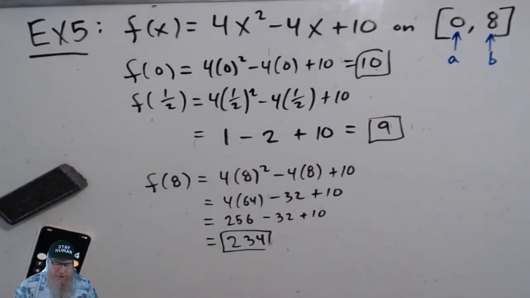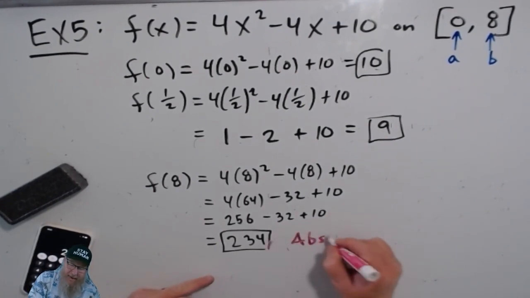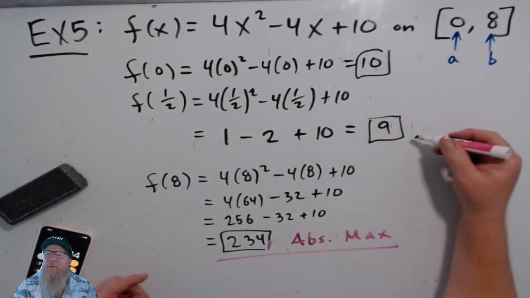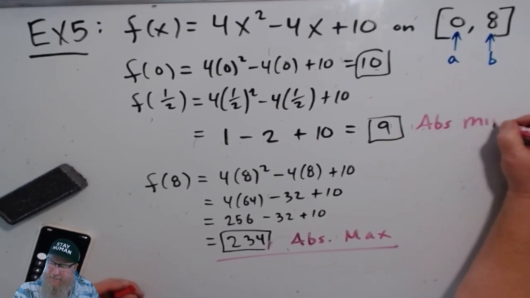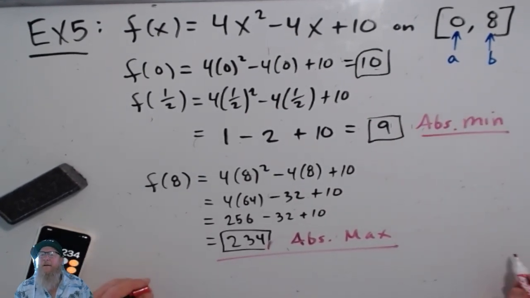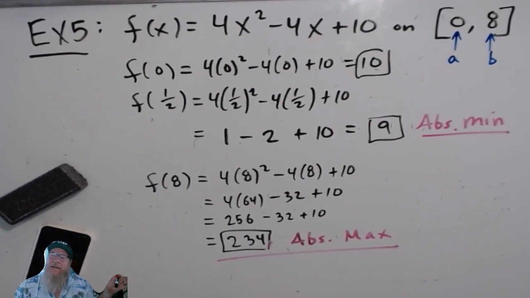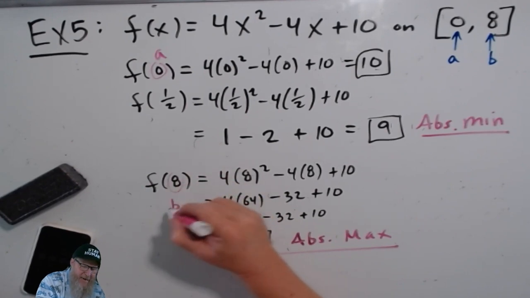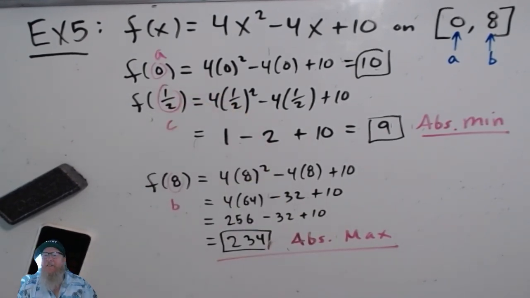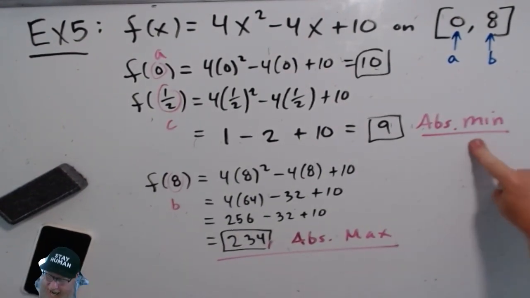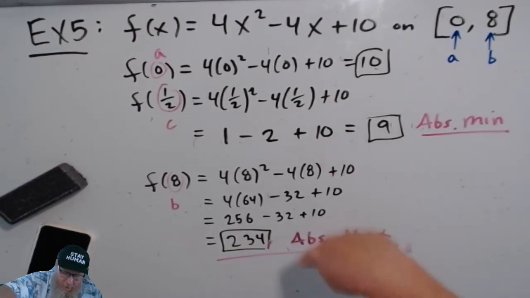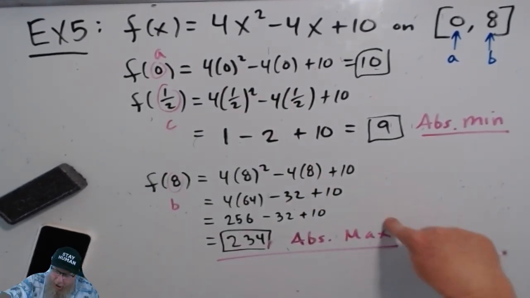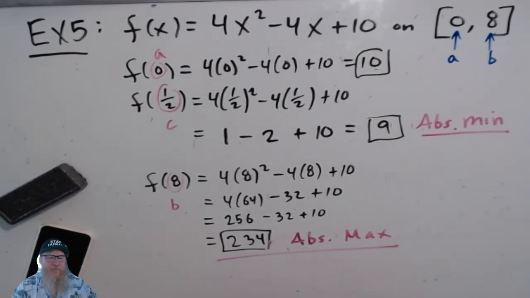So the largest number is the absolute max, and the smallest number is the absolute min. And that's what the theorem says, right? So this is A. This is f of A. This is f of B. And this is f of C. And the theorem says you're going to get an absolute max and an absolute min either at one of the endpoints or at some point in the middle. And so we got one endpoint and one point in the middle.